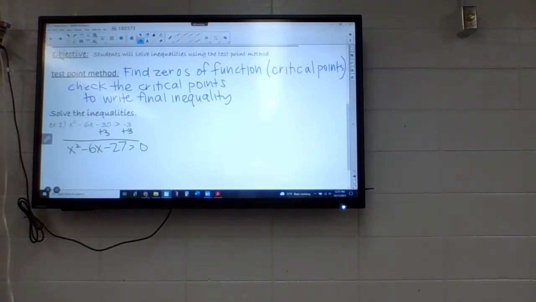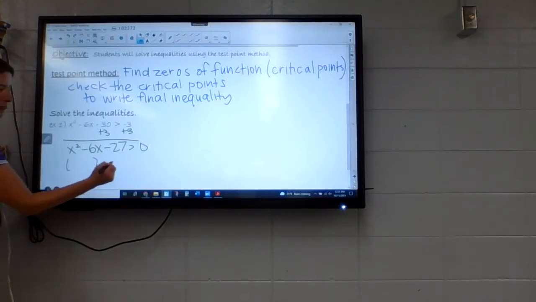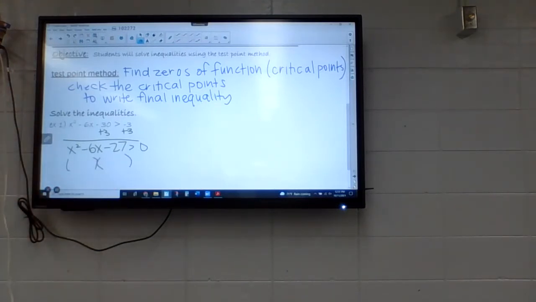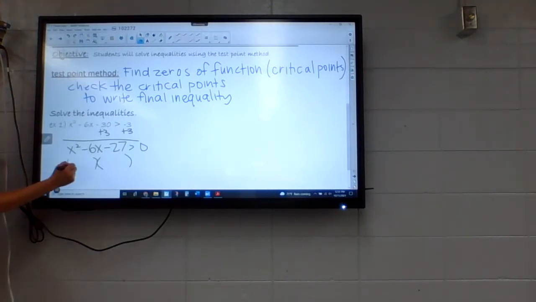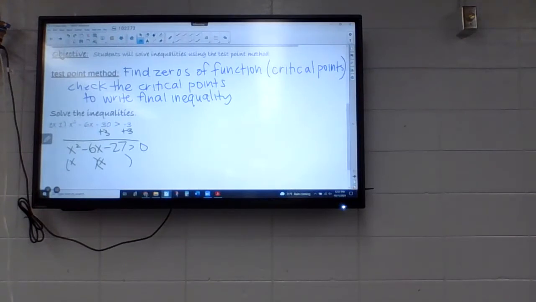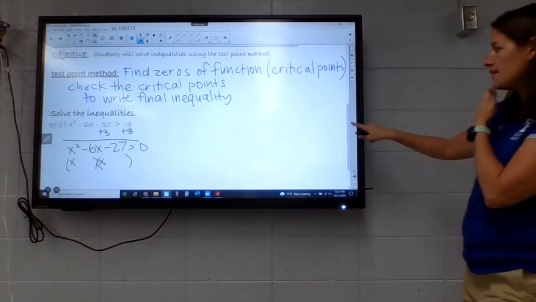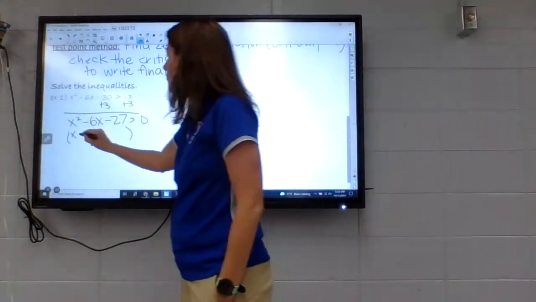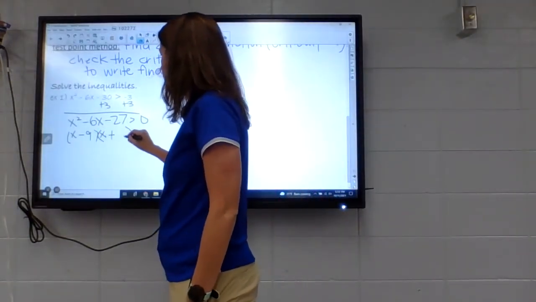So I'm going to factor this like I did before. The x squared ones are really nice to do. You don't have to do the little x thing for it. So I already know it has to be x times x. What am I trying to multiply to get? Multiply to negative 27, add to negative 6, so it's going to be what? Negative 9, positive 3? Sorry, 9. Yeah, yeah.